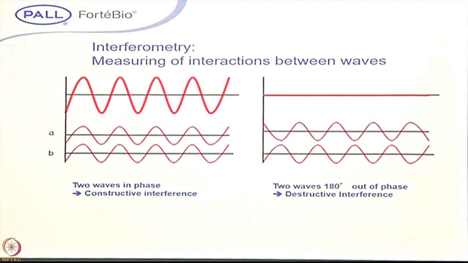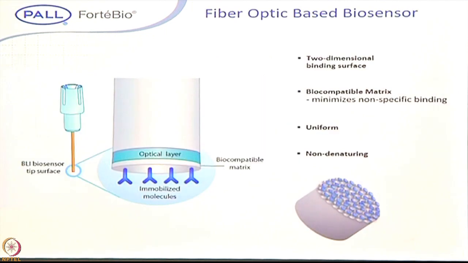So how are we doing that? We are using a biosensor here, as in SPR they use chips. In a similar way we are using the biosensor here. If you look at the biosensor, typically it looks like a needle. This is made up of plastic, and this is a glass capillary, which is nothing but the fiber optic. At the tip of this fiber optic, we coat a biocompatible layer. It is an optical layer.